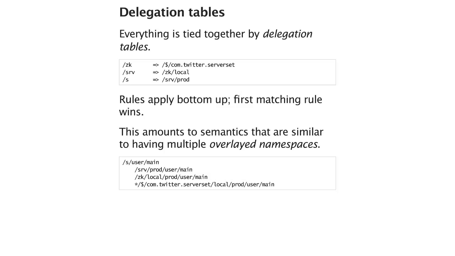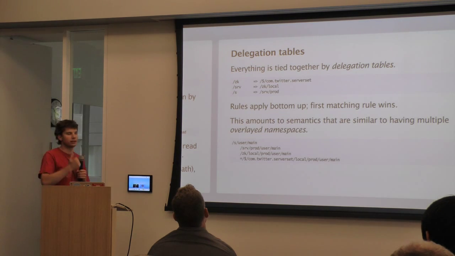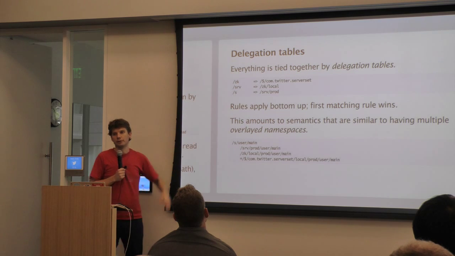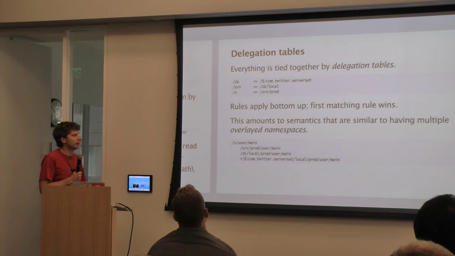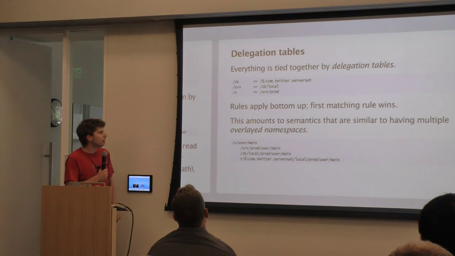I hinted at this just a few minutes ago: the way everything is tied together is through something called a delegation table. A delegation table is an ordered list of delegations, and this is what we use to interpret these names in total. And by the way, rules apply bottom up, so later rules win, basically.